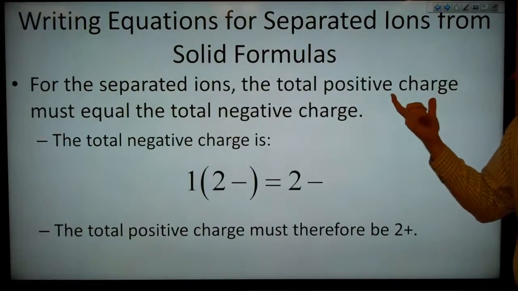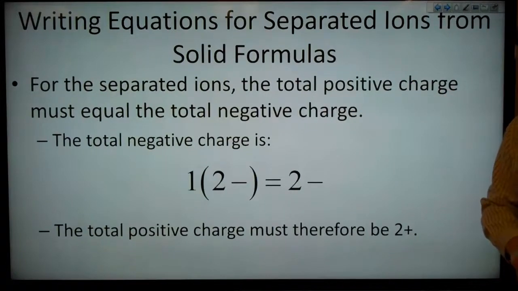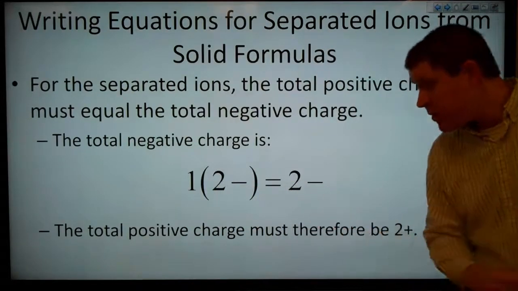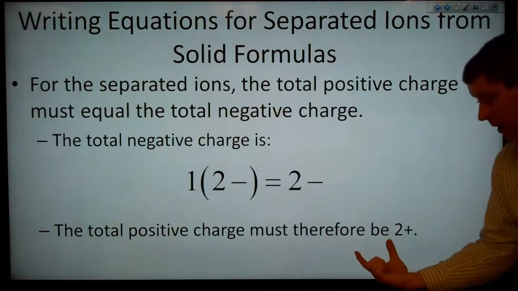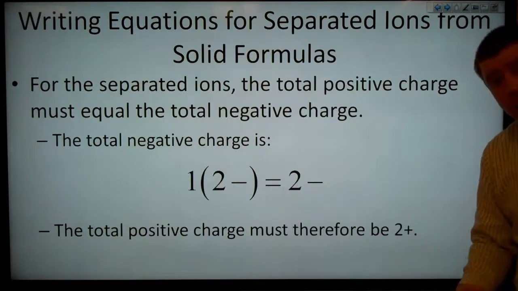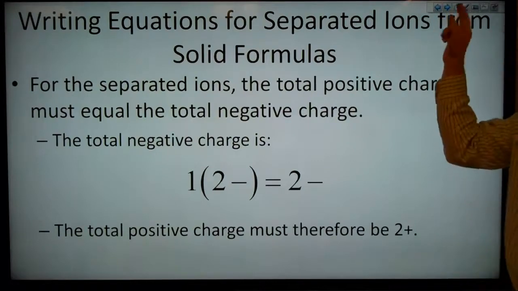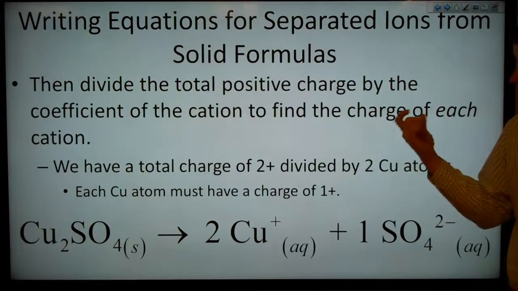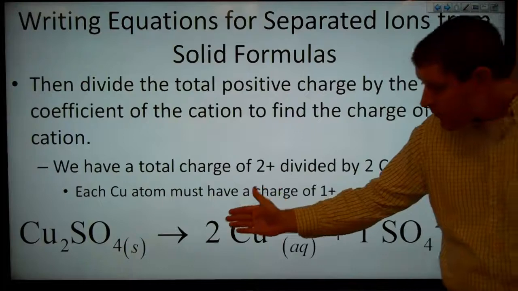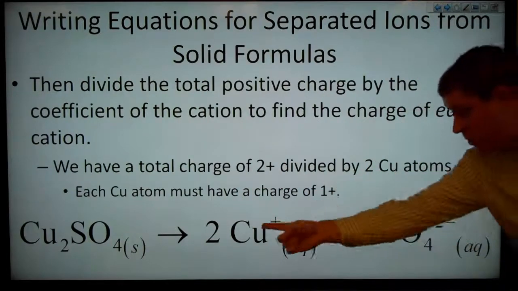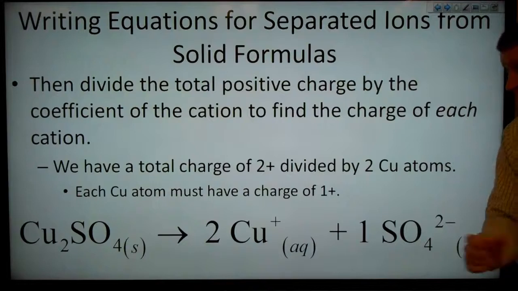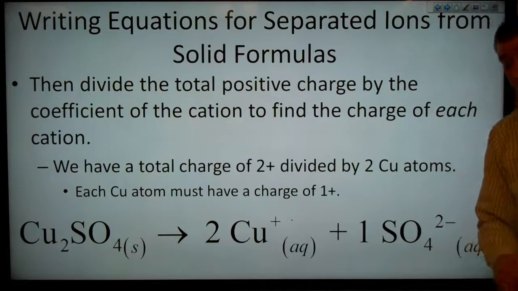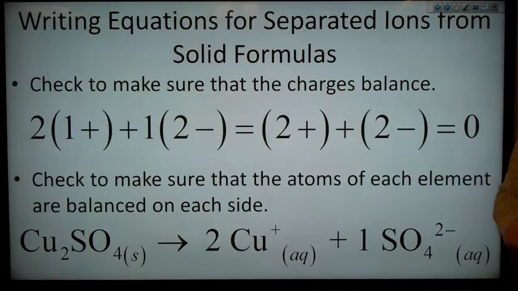For the separated ions, the total positive charge must equal the total negative charge, and the total negative charge is the 1 sulfate ion times the charge on each sulfate, 2 minus. So the total negative charge is 2 minus. Now the total positive charge must be equal to the total negative charge, so it must be 2 plus. Now we divide the total positive charge by the coefficient of the cation to find the charge of each cation. So we have a total charge of plus 2 divided by 2 copper atoms, and that means that each copper atom must have a charge of 1 plus. So we'll write in the charge on our copper ion.